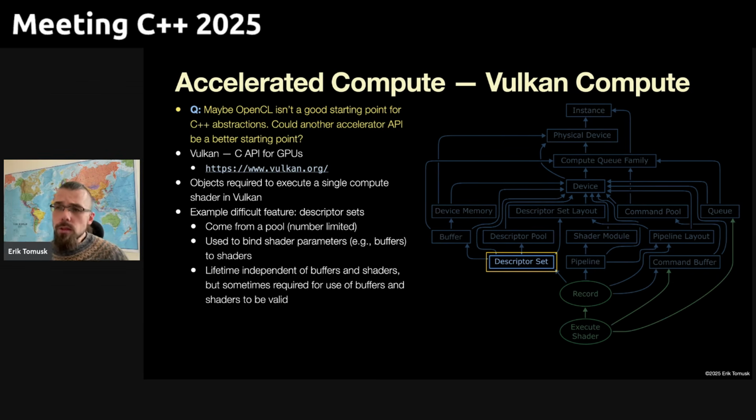And the reason I'm drawing this out is because if we're thinking about creating C++ abstractions for accelerators, what we really want is an abstraction that works for many different low-level accelerator APIs. If we create an abstraction that only works for one, but isn't able to handle the complexity of a different low-level API, then we haven't really done our job well.